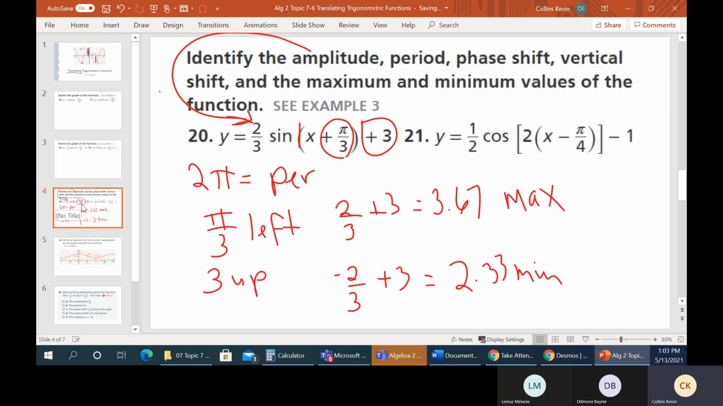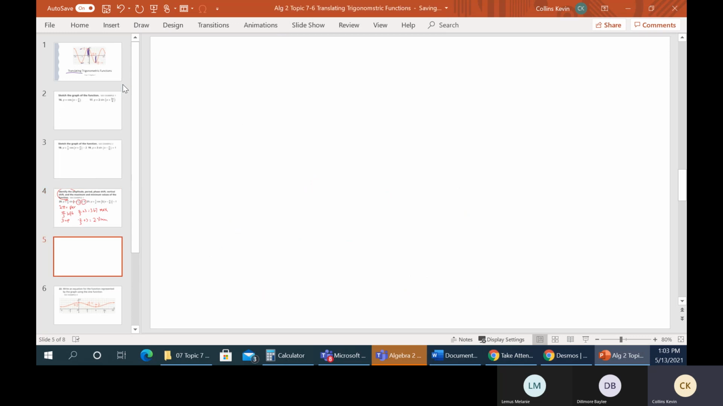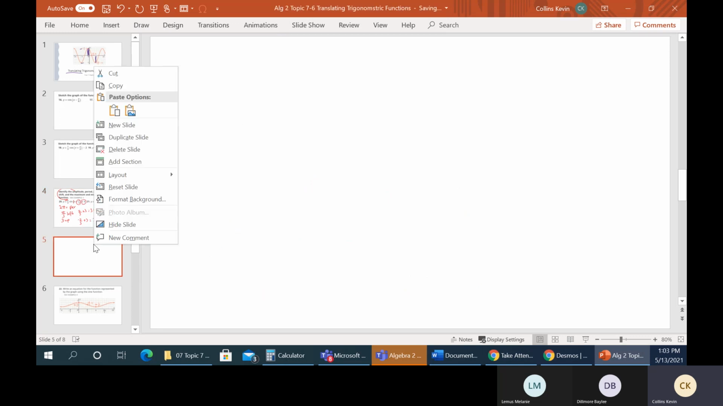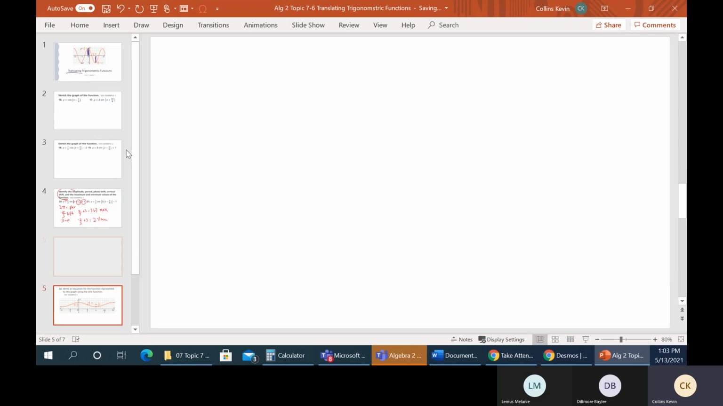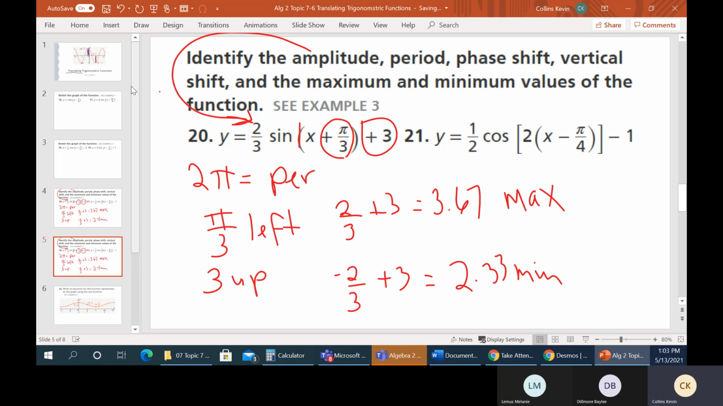So I'm going to duplicate this slide so we can do 21. Probably should have done that before I got started, but that's all right. That's not duplicated. You need to go away. You need to be duplicated. All right, so let me clean this up, and then we'll go ahead and take a look at that one.